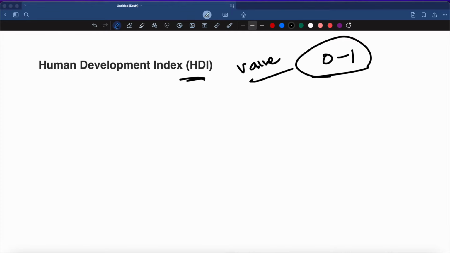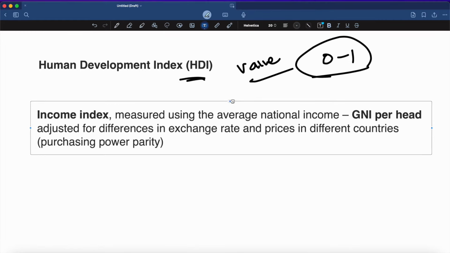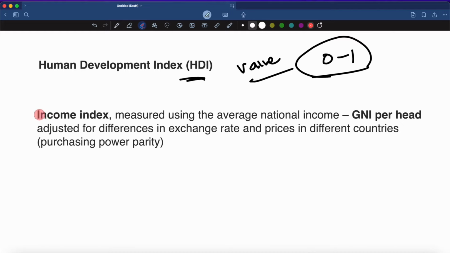The first one it looks at is the income index. If you've noticed, we've been talking about income a lot in this part, even though it is not directly about living standards, because income is a very big factor of living standards. The income index is measured using the average national income. Why is income related to living standards? Because if I have a higher income, I have more money to spend on leisure activities and more money to spend on myself. So income does have a correlation with living standards.